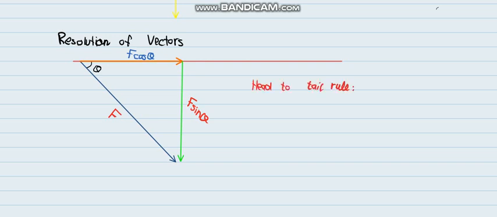And also do notice the head to tail rule. This is the resultant vector F, which is being resolved by F cos theta, which starts from the tail of the resultant vector and the arrow follows up to the head of the resultant vector F.